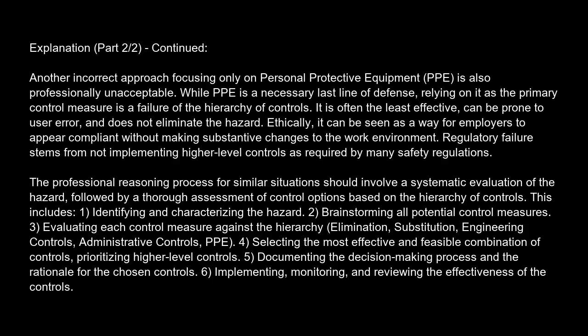The professional reasoning process for similar situations should involve a systematic evaluation of the hazard, followed by a thorough assessment of control options based on the hierarchy of controls. This includes: 1. Identifying and characterizing the hazard, 2. Brainstorming all potential control measures, 3. Evaluating each control measure against the hierarchy: elimination, substitution, engineering controls, administrative controls, PPE, 4. Selecting the most effective and feasible combination of controls, prioritizing higher-level controls, 5. Documenting the decision-making process and the rationale for the chosen controls, 6. Implementing, monitoring, and reviewing the effectiveness of the controls.